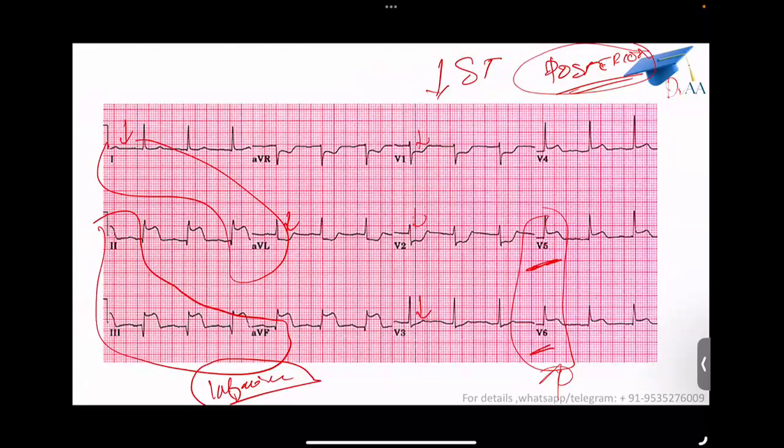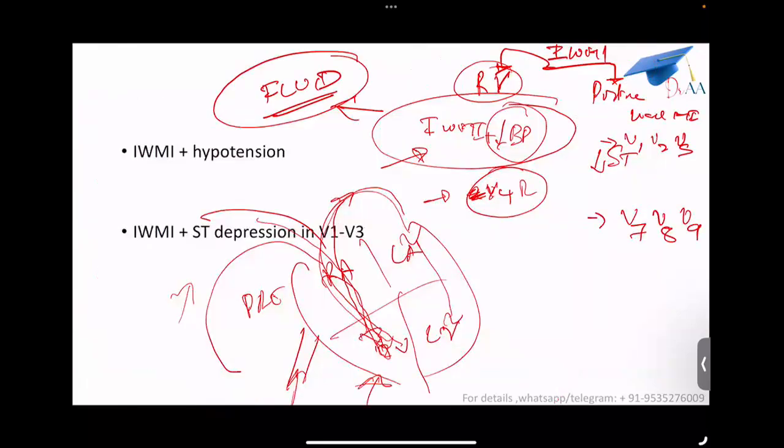Doctor, what about the inferior wall MI? How do you give the fluid? How do you manage it? See, you keep giving fluids till the blood pressure increases, unless there are any other contraindications. How much fluid to give? It's a good question. What we usually do is we give 250 ml boluses and see whether the blood pressure increases. We keep giving these boluses and monitoring with an ultrasound.